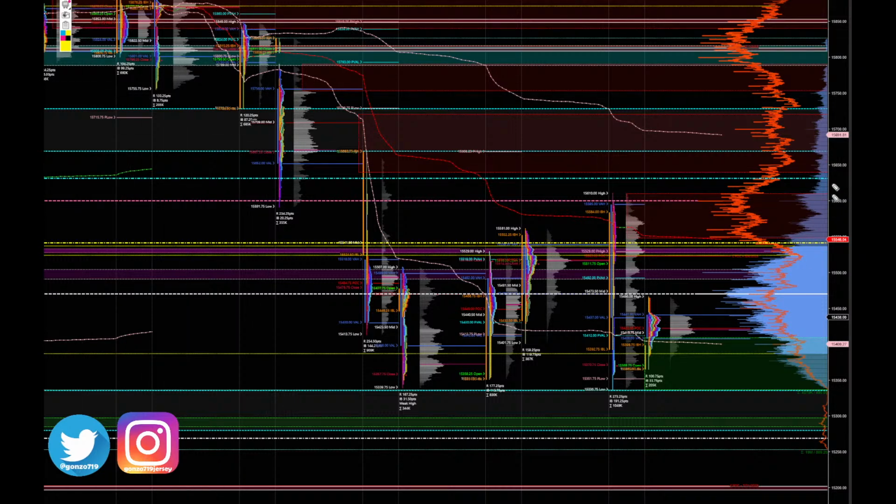So NASDAQ, here's our profile. We got a lot of excess at the top, followed by a lot of volume at the bottom. That's a bearish imbalance, okay? Full profile would look something like this. Well, not like that, like this. Okay? So that's skewed to the downside. That's why the structure is bearish right now. Okay, it doesn't mean it has to go down, just that structurally it's bearish. All right, we're holding these lows.